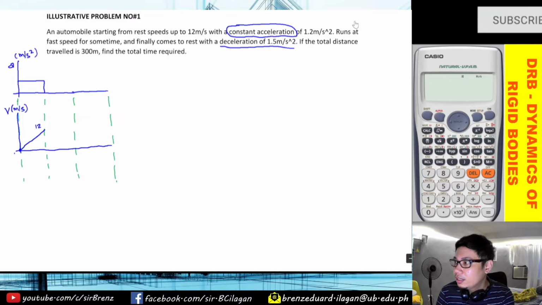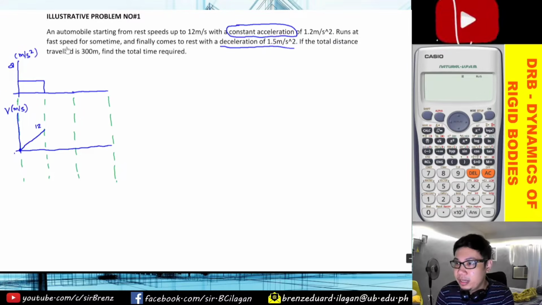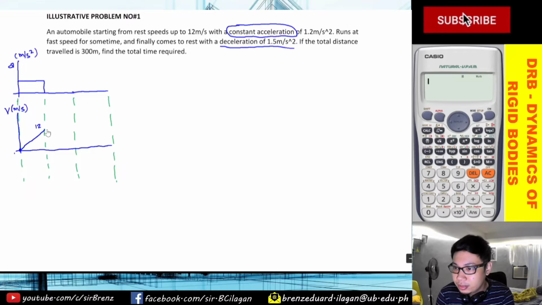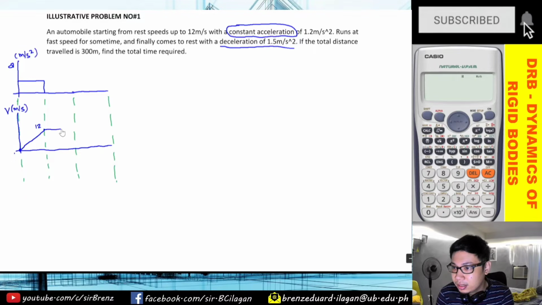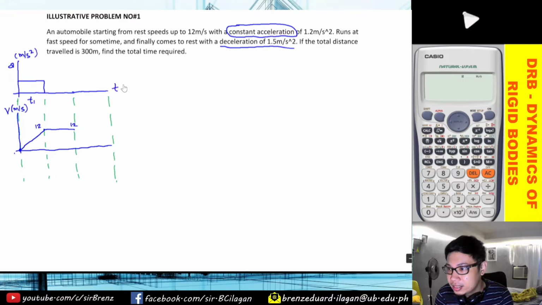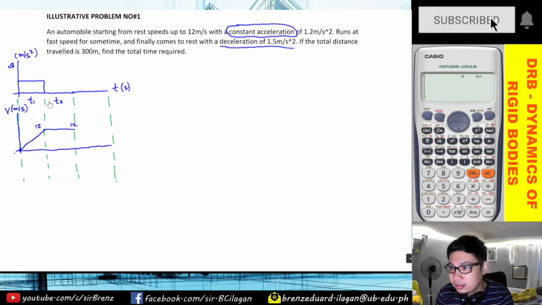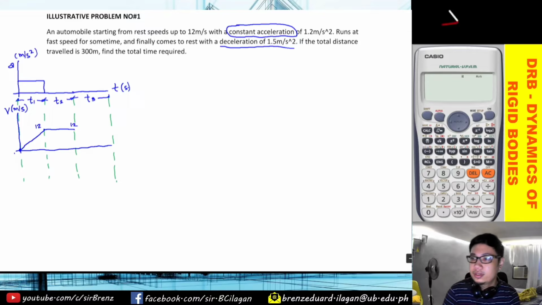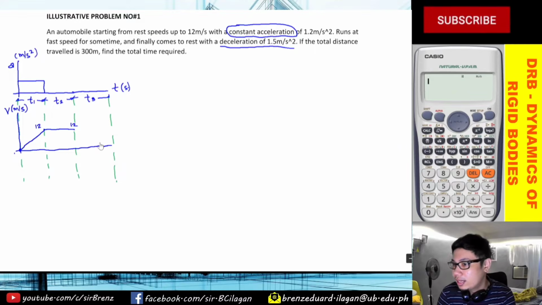Then, it runs at a fast speed for some time. Ibig sabihin, it remains at the same speed for some time. Ito, magiging T1. Again, yung x-axis natin is yung seconds. And then ito, T2, and this one will be T3. To travel for some time at a constant velocity.